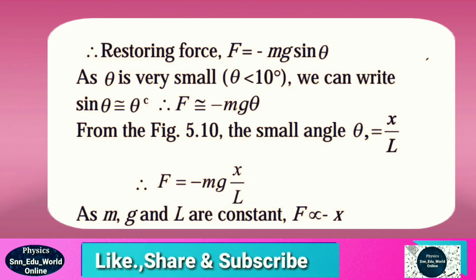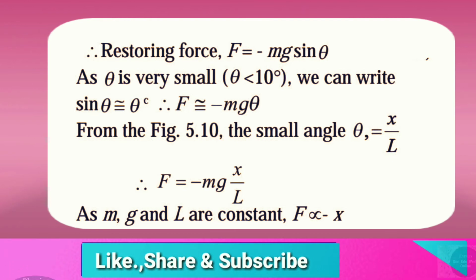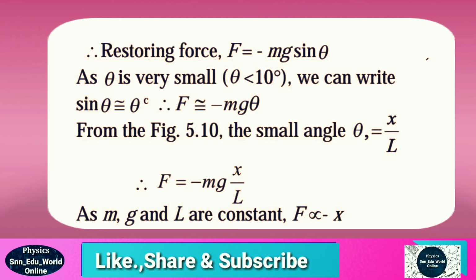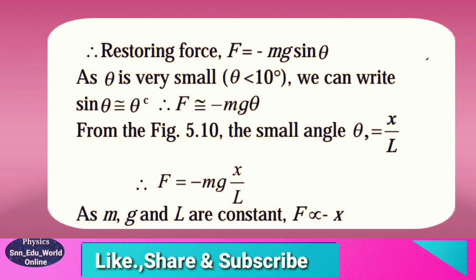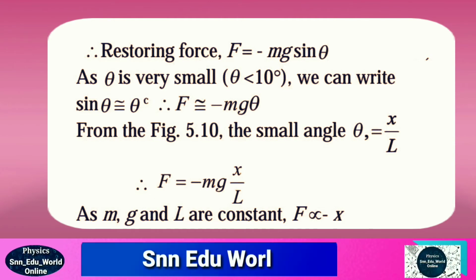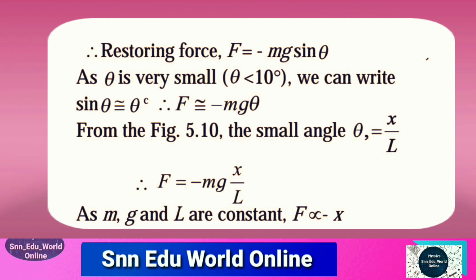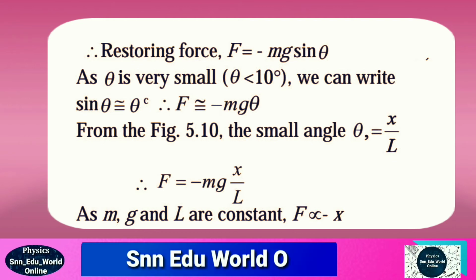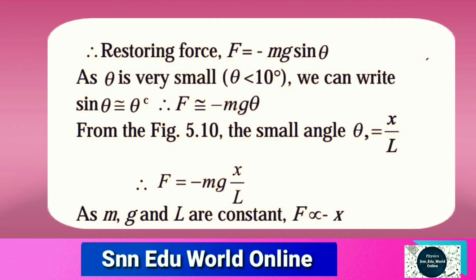So how can theta be found? From the diagram, theta is equal to x by L, where L is the length of the string and x is the displacement. So theta is arc upon radius, and from that we get x by L. Substituting in the above equation, F is equal to minus mg x by L.